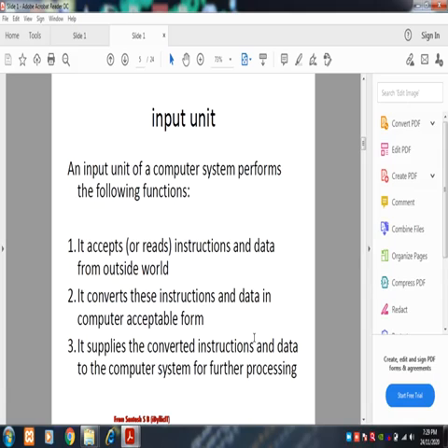It accepts the instructions and data from the outside world. Yes, it accepts instructions and data from the outside world, meaning as a user we give instructions to do some task.